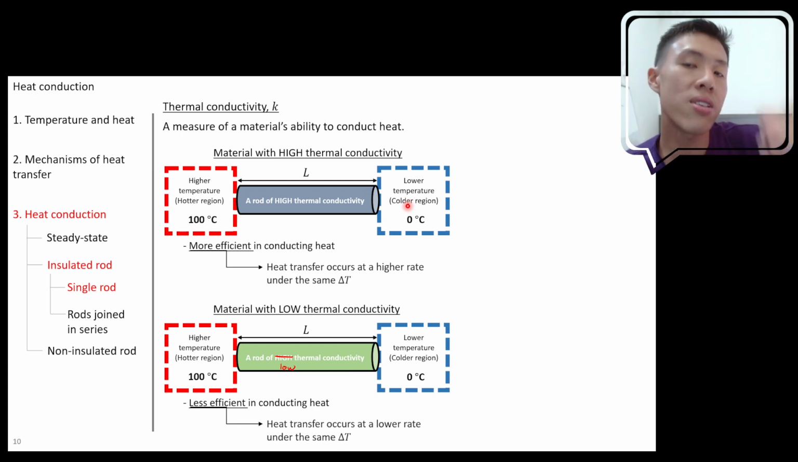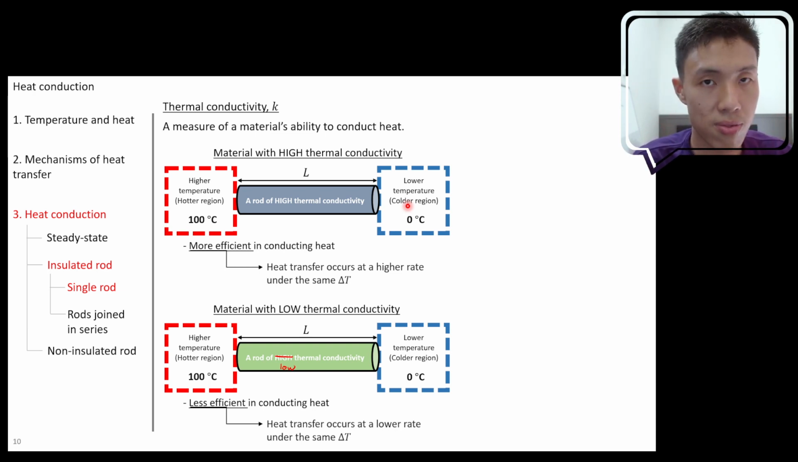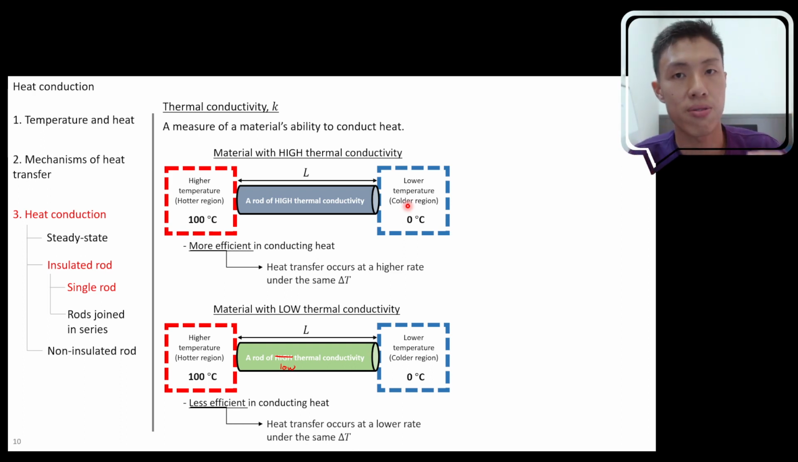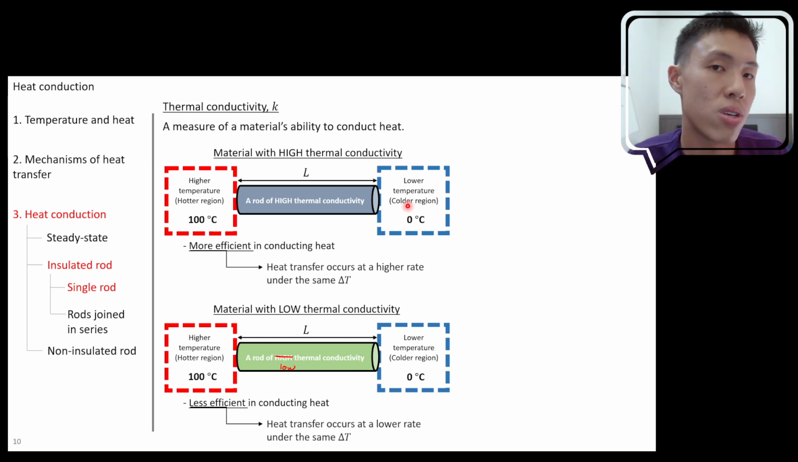Every different material has its own thermal conductivity, and this value K depends on what type of material you are using. You change the material, you change the thermal conductivity. If you shape the material into a different shape, you still have the same thermal conductivity. It only depends on what material you are using.